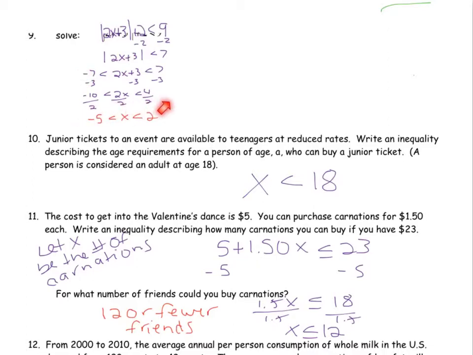Alright, starting with application problems. Especially with these first ones, think through it logically. If you are considered an adult at age 18 and you want to buy a junior ticket, your age has to be less than 18. And I indicated to use an A, but I know many of you like using X's. That really should have been an A.